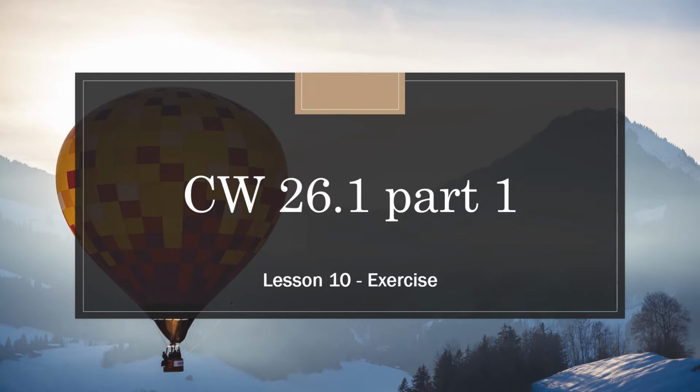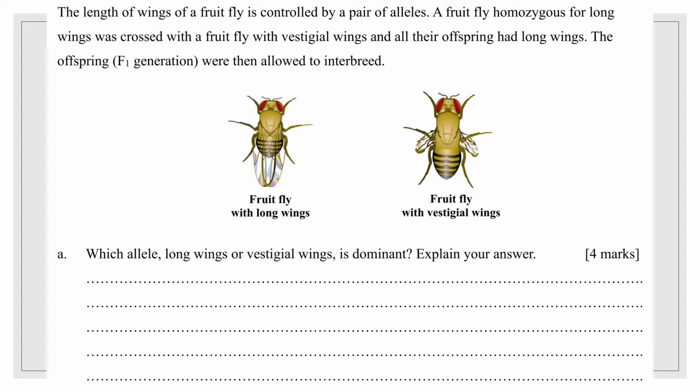Alright, let's start. Let's take a look at question A. Question A shows you that the length of the wings of a fruit fly is controlled by a pair of alleles. The fruit fly is homozygous for long wing, and it is crossing with another fruit fly also homozygous for vestigial wings. And all their offspring have long wings.